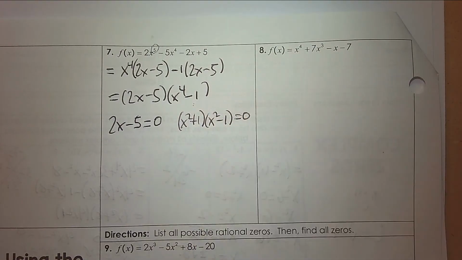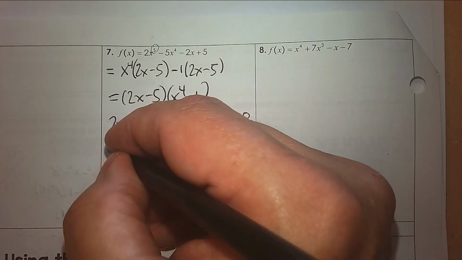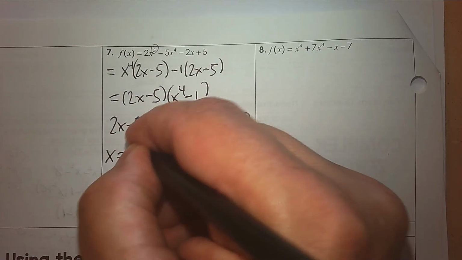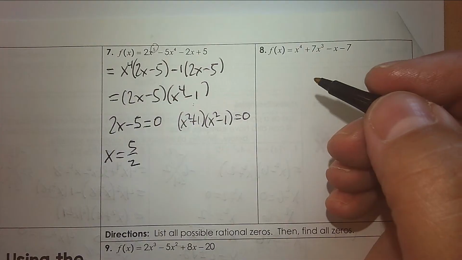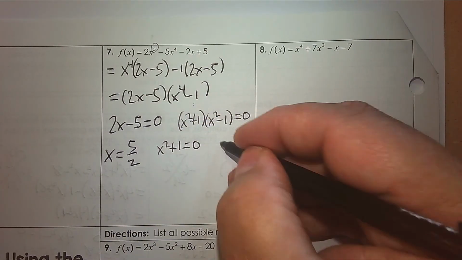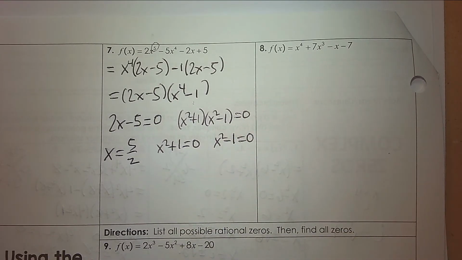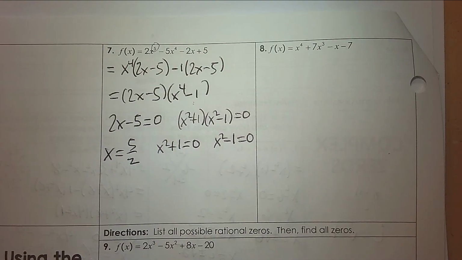Good job. That's called the difference of squares. So really, I have one answer here, add 5 and divide by 2. That's real. I also have another equation, x squared plus 1 equals 0, and another one, x squared subtract 1 equals 0. Clarissa, can you already tell me which one is going to give me a complex solution?